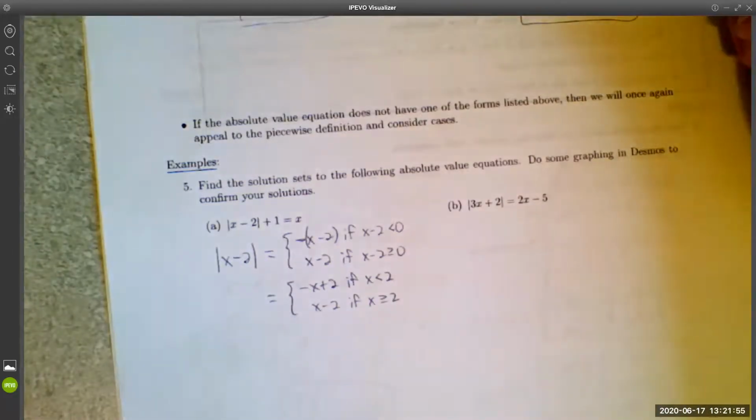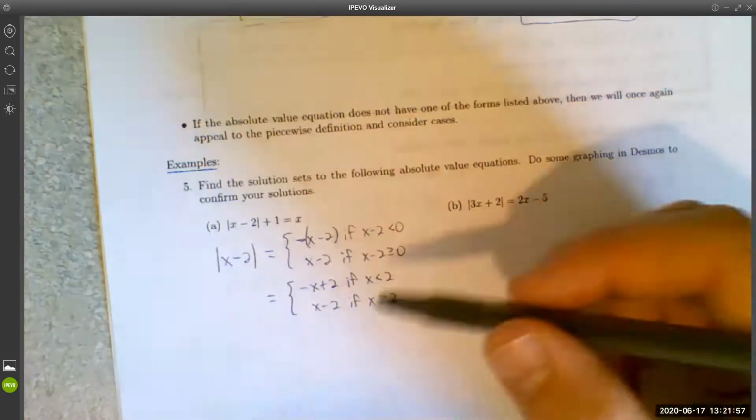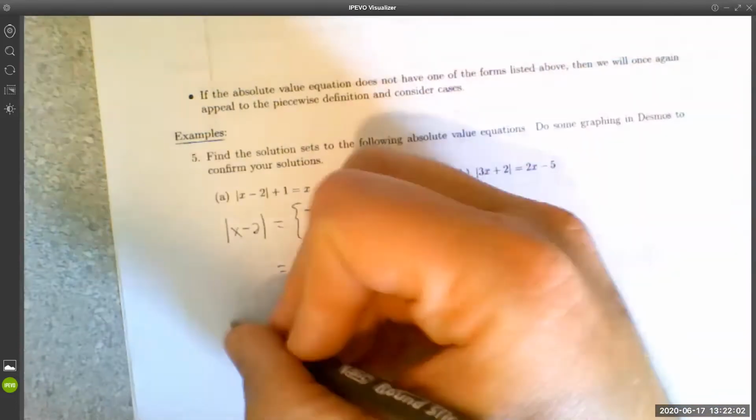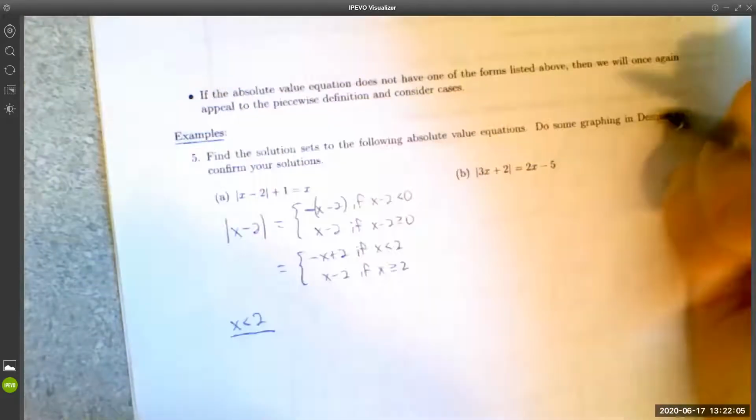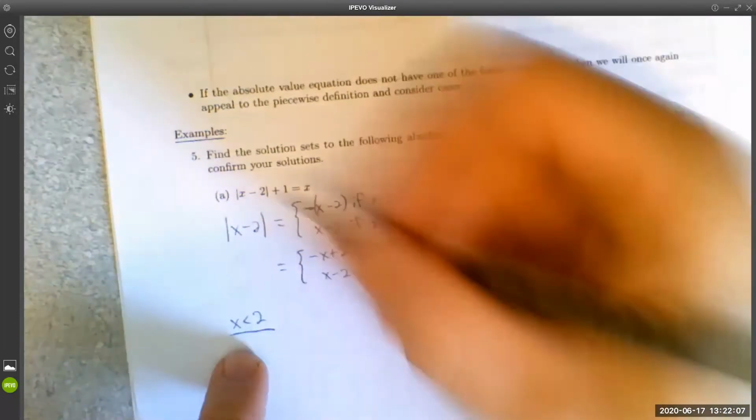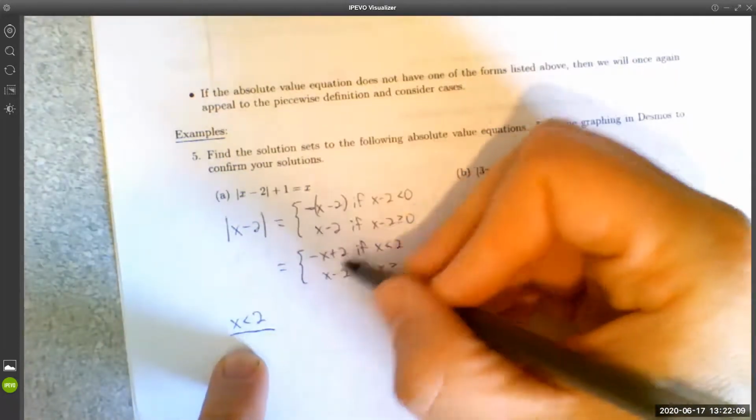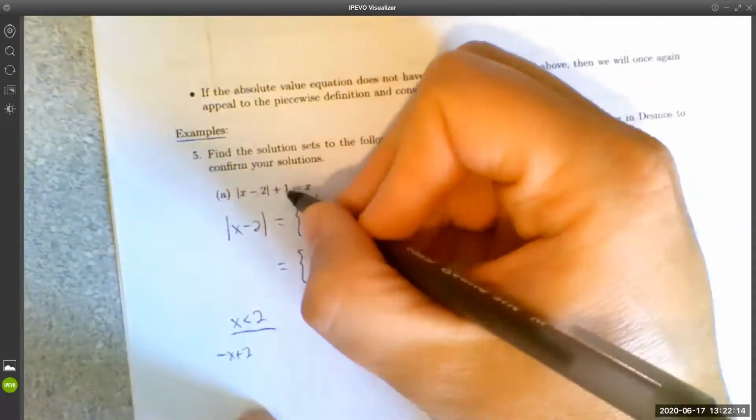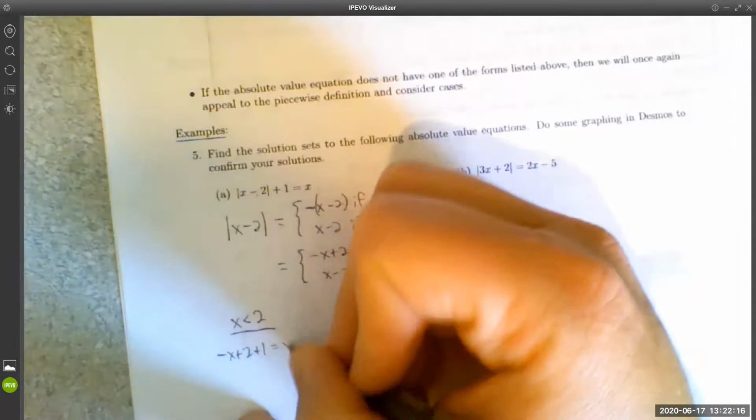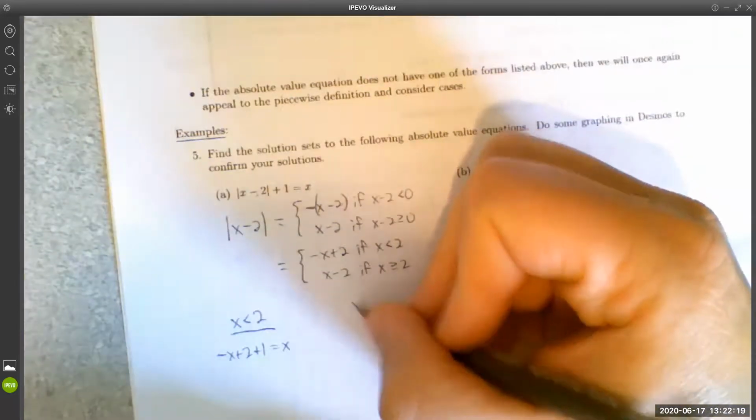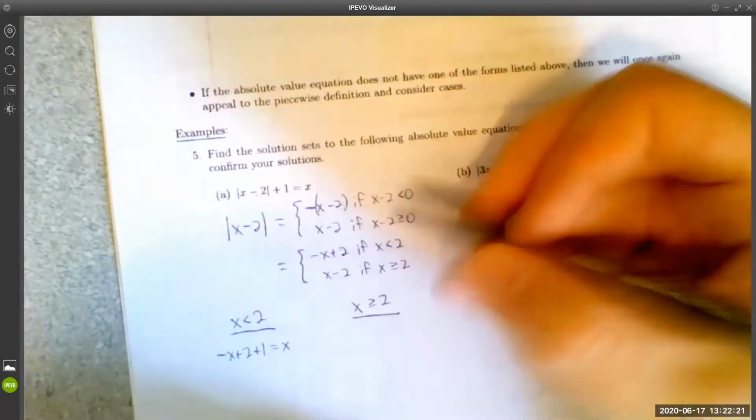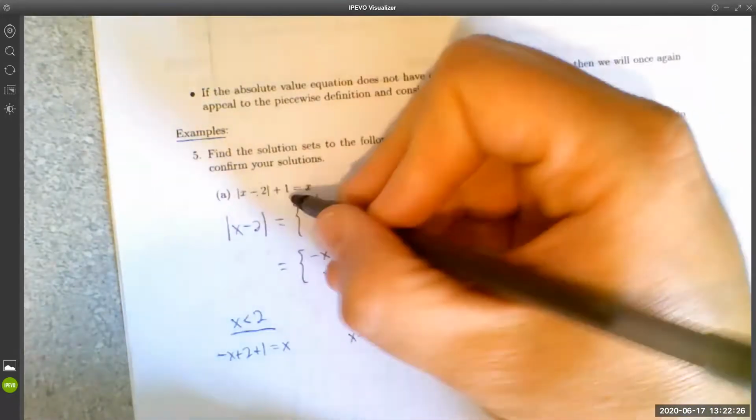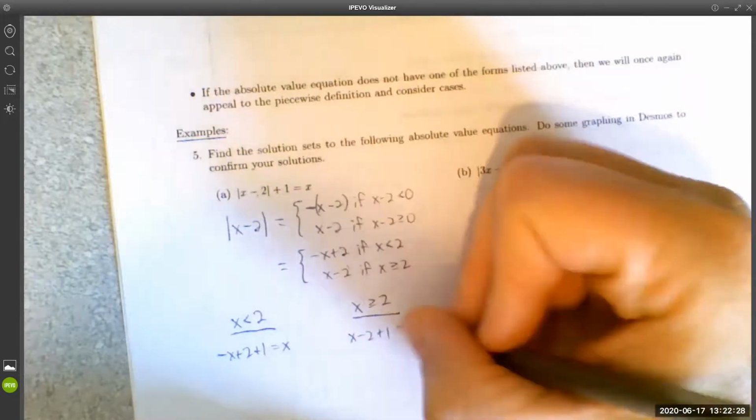So what that tells me is that I need to consider two cases, right? I need to consider the case if x is less than 2, then this equation turns into negative x plus 2 plus 1 equals x. If x is greater than or equal to 2, then this equation turns into x minus 2 plus 1 equals x.